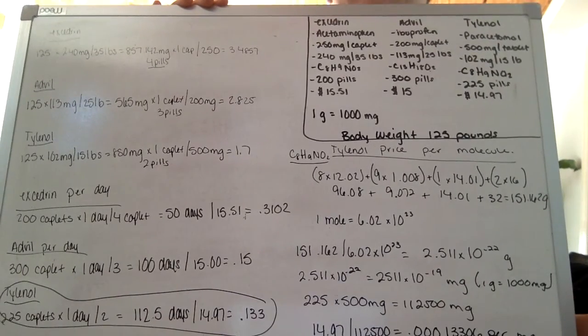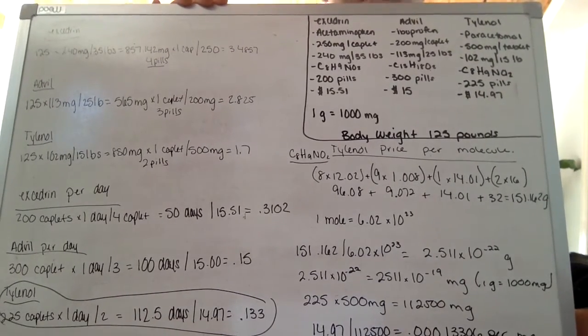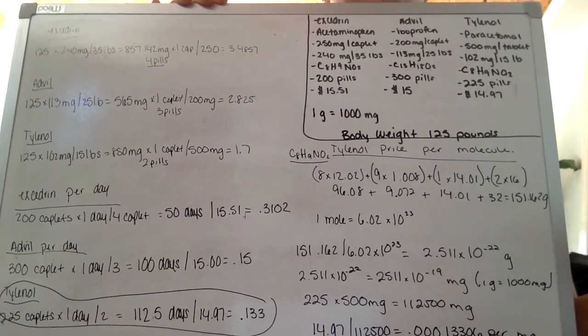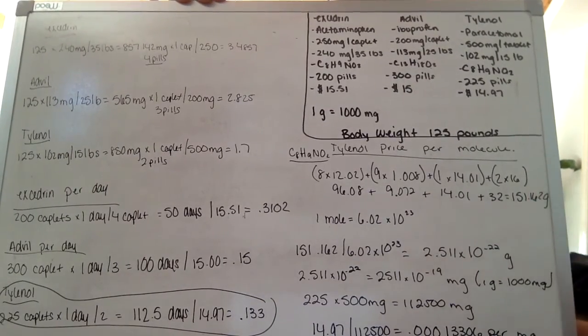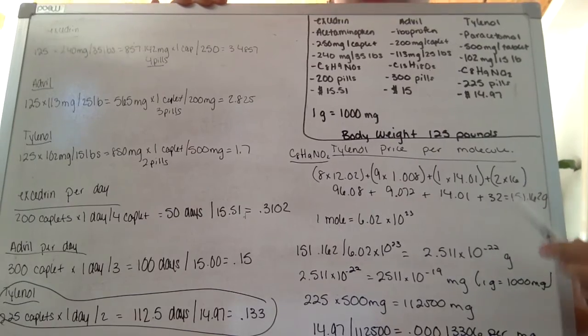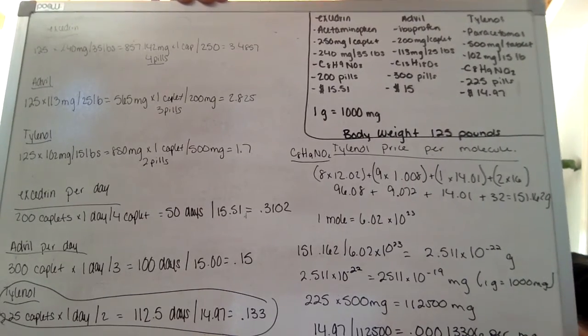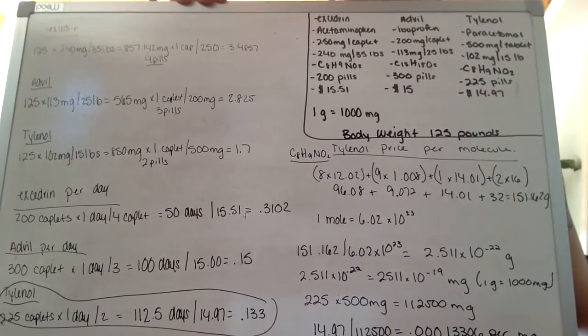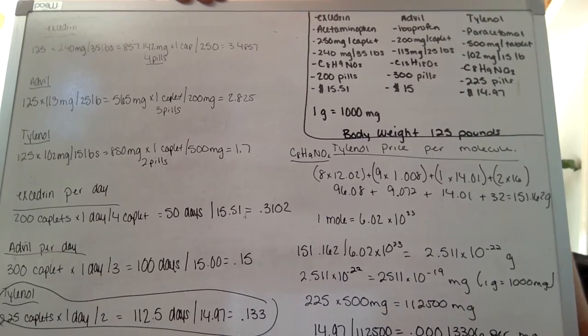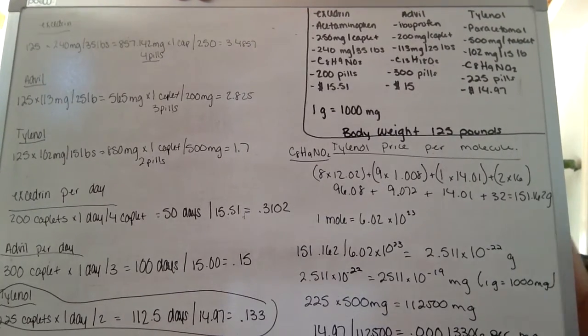So a conversion factor is something that you use to define the relationship between two units, and it's always going to equal 1. So as you see, 1 gram is equal to 1,000 milligrams. So we're going to use that a little later on. And then we did today's work based on a body weight of 125 pounds.